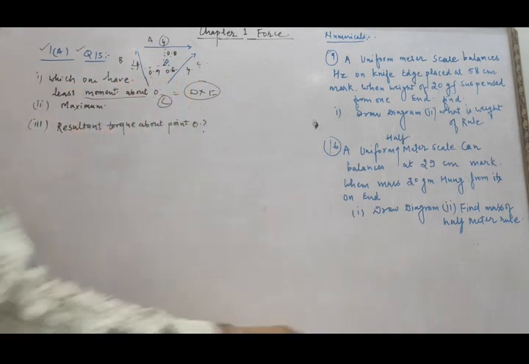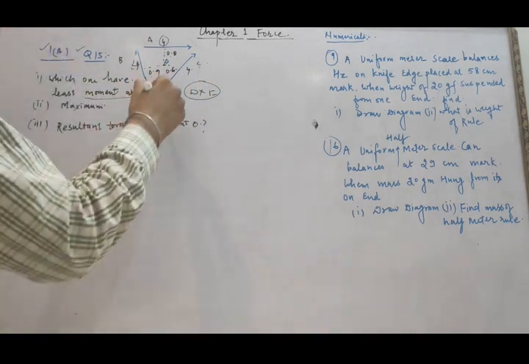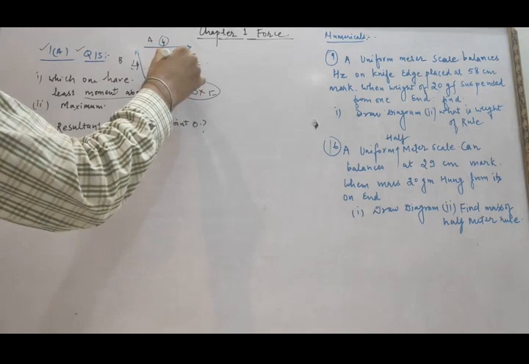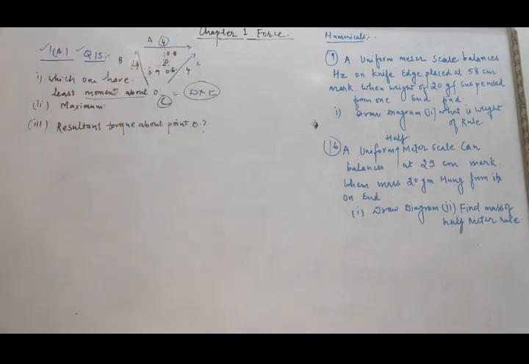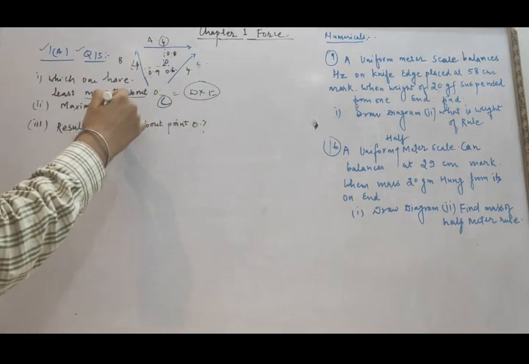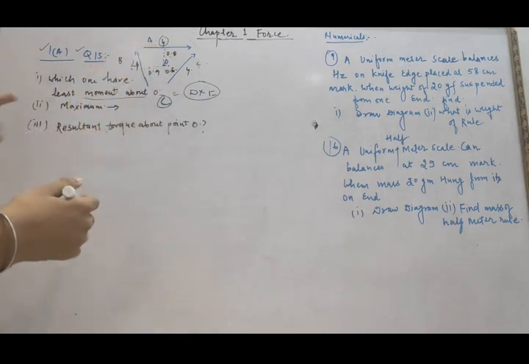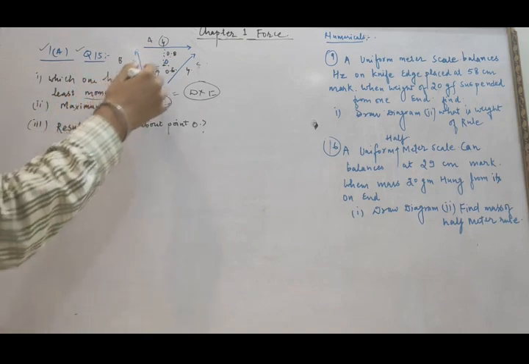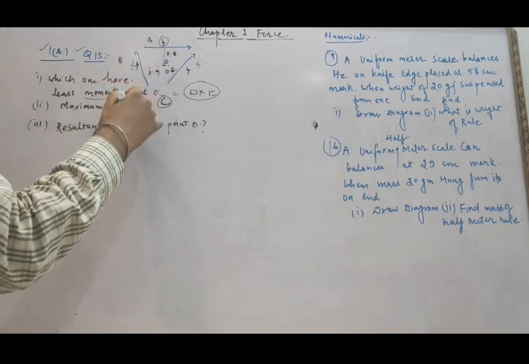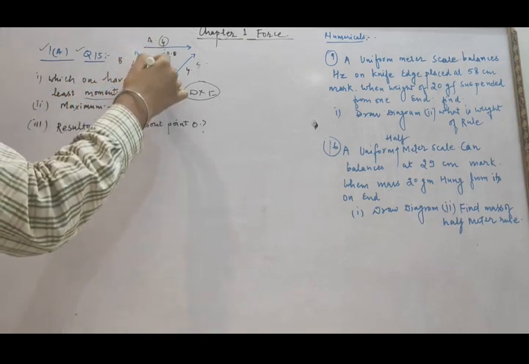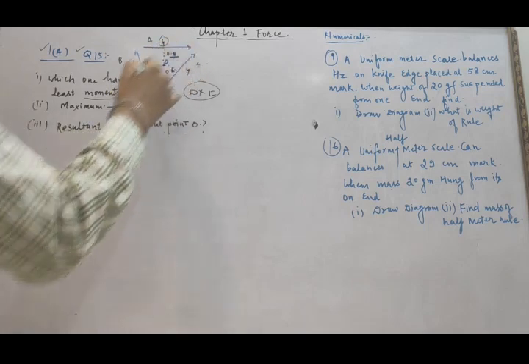What will be the answer? The least movement about O will be the C, because the distance of C from the center O is 0.6. So which having the maximum distance away from the axis of rotation will be having the maximum moment about O, that is equal to B, because the distance is 0.9 centimeter.